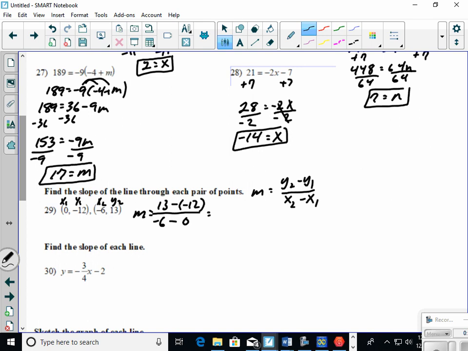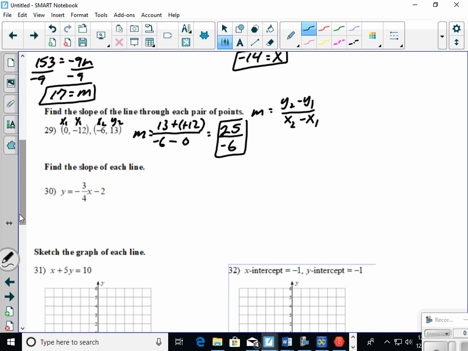So 13 minus negative 12, double negative, it's like adding it. Gives us 25. And negative 6 minus 0 is just negative 6. So negative 25 sixths is going to be our answer there. I don't think that simplifies.